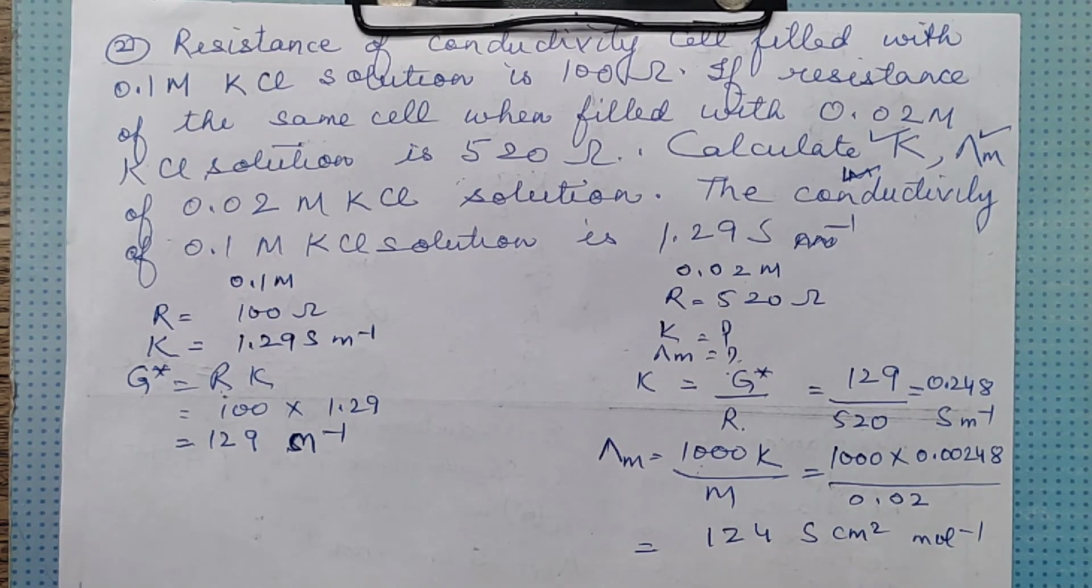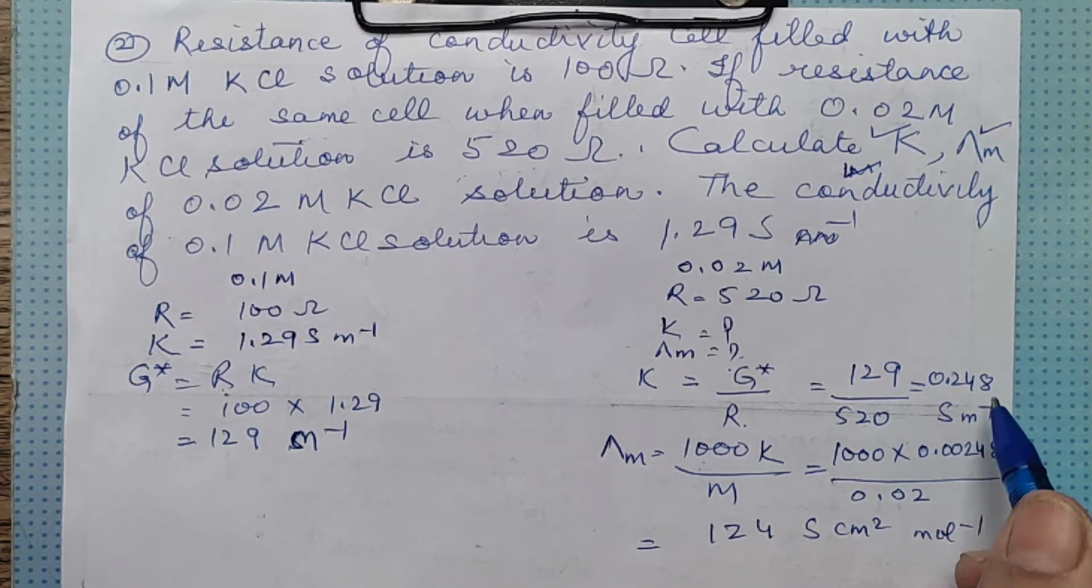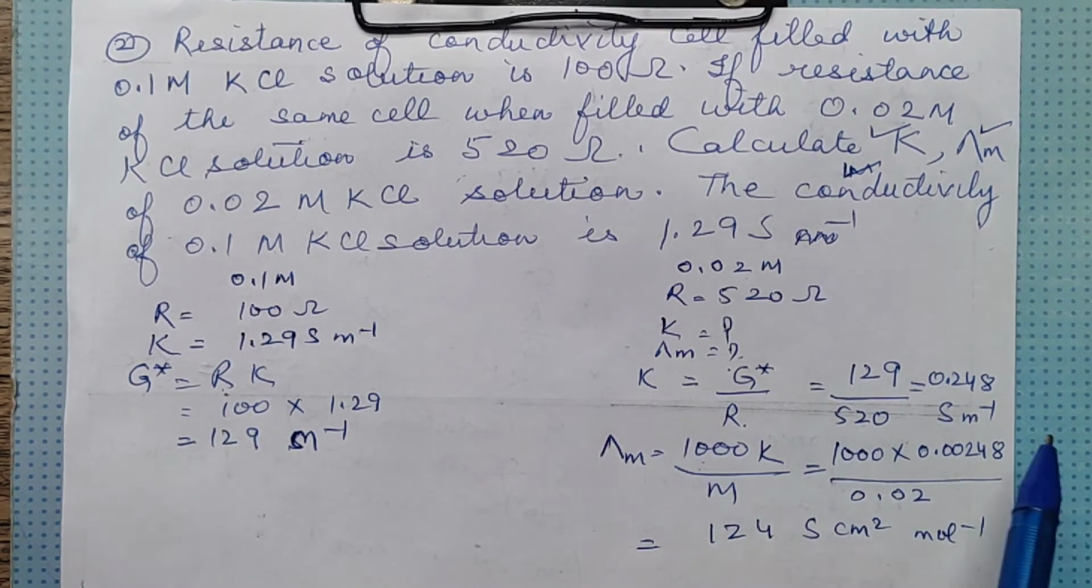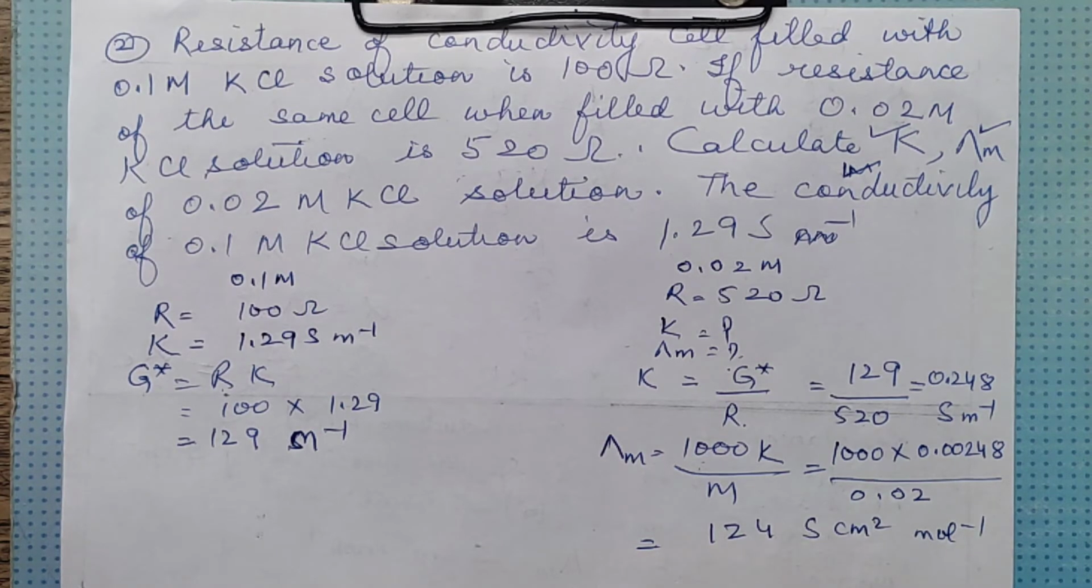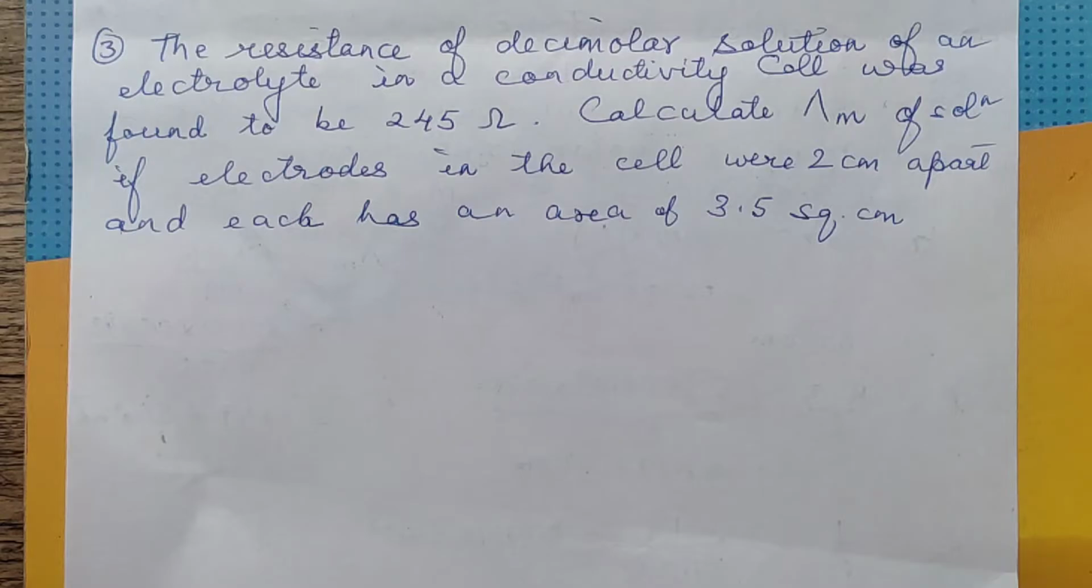Just see, I hope this part is clear. If you want, you can calculate this one also in per centimeter. But here it was not required because here there is no mixing up of the units. Because 1000 we have already written, we have to convert the other one into centimeter. Okay. Moving on to the next question.